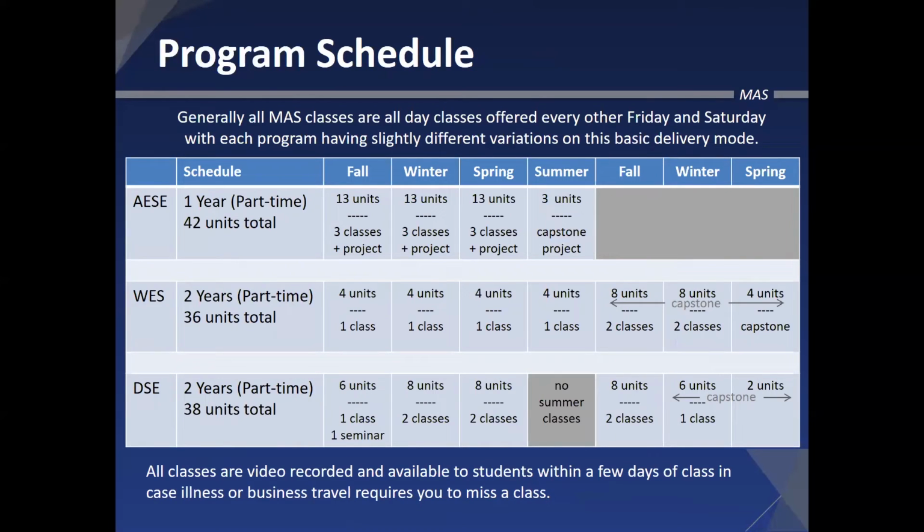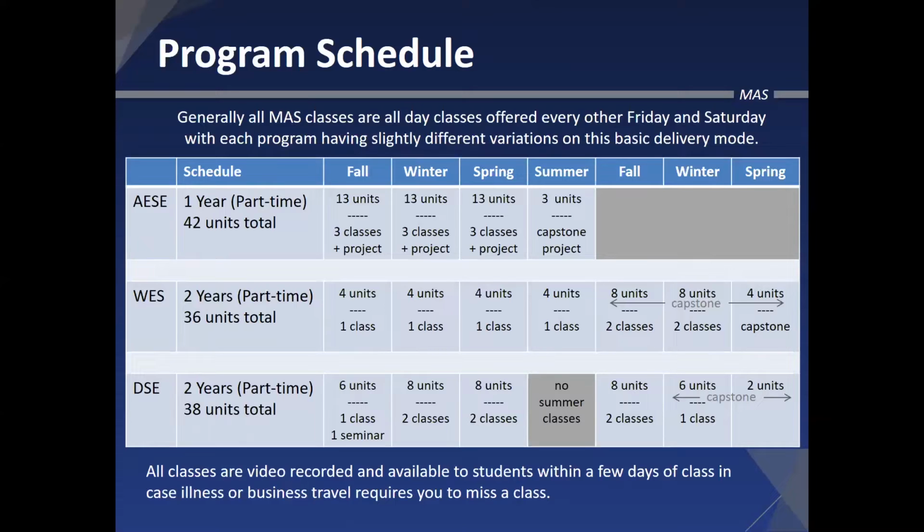Program schedule. Generally speaking, the baseline is our classes are on Fridays and Saturdays every other week. Every program has slight variations on that, but the basic guideline is Fridays and Saturdays all day for our programs. The ASE program is a 1-year program. It is full-time in an academic sense, which allows them to issue a degree after 1 year. That's also why they can support an international student. But it's part-time in the sense that you are able to keep your full-time job and do this degree.